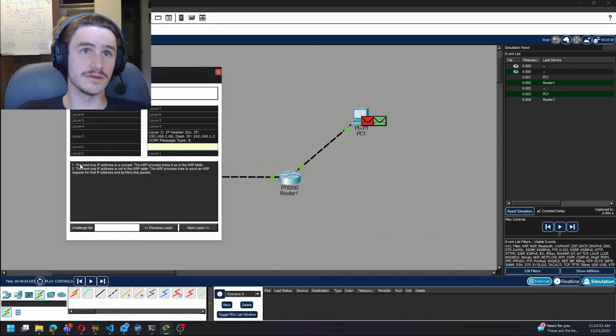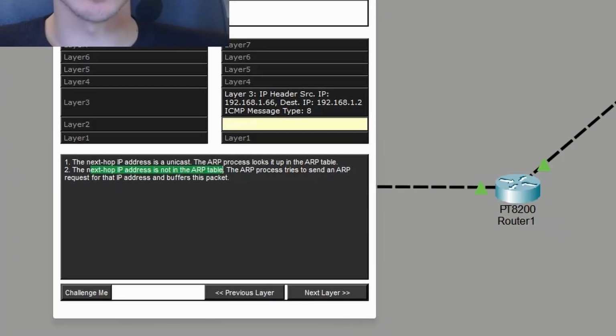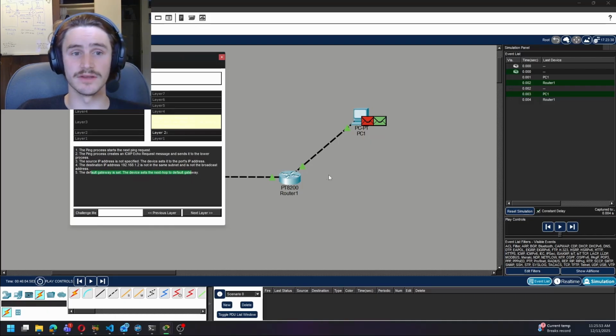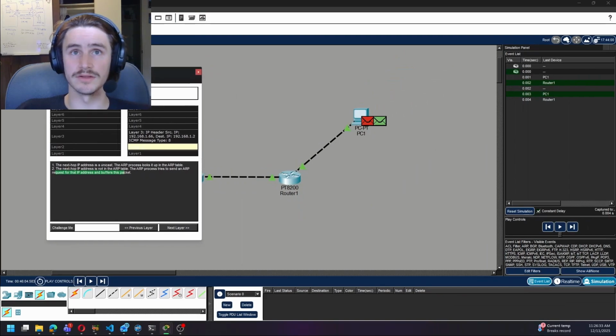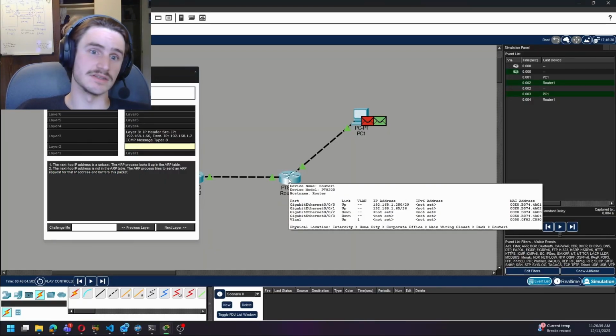PC1 looks in its ARP table to find the MAC address of router 1, because remember, PC1 needs to know the MAC address of router 1 in order to send traffic to it. It knows the IP address of the default gateway, so it looks in its ARP table to find the MAC address associated with that IP address. But that IP address is not found in the ARP table, we can see here. So the ARP process is going to send an ARP request to find out what is the MAC address associated with 192.168.1.65, which is PC1's default gateway.